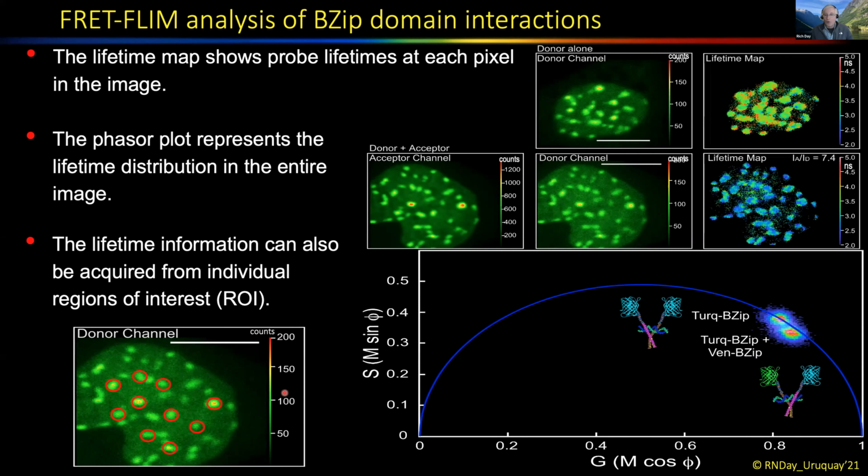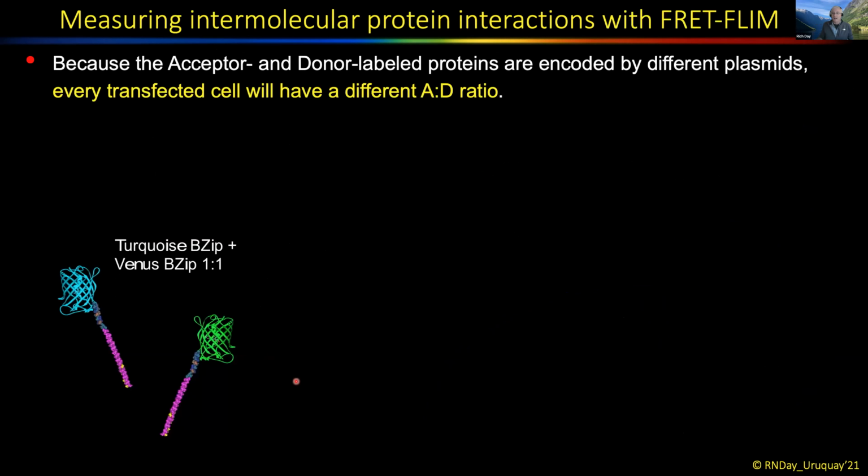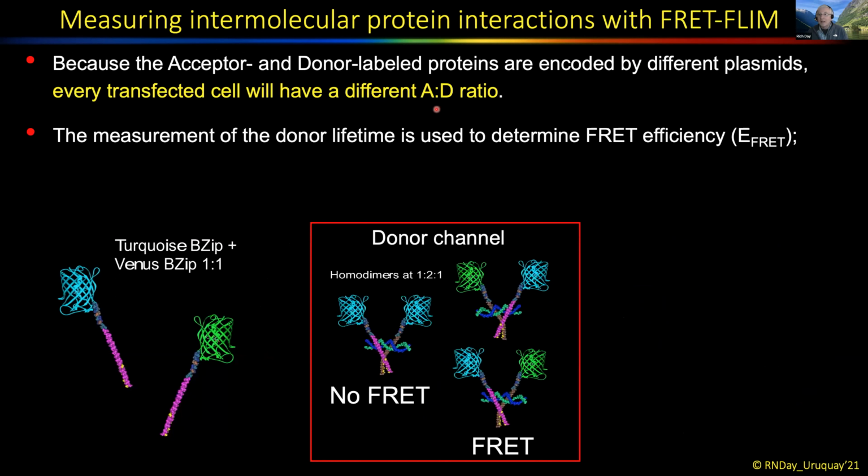But of course, we can get more information from this. We can actually use each region of the heterochromatin within a single cell nucleus as a region of interest, and we can make measurements in those regions of heterochromatin. But there's a big caveat here. We're independently expressing our donor and acceptor. And so every transfected cell is going to have a different acceptor to donor ratio, and that's going to influence the FRET efficiency.